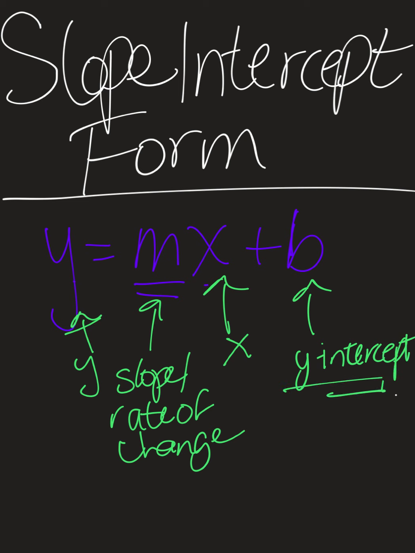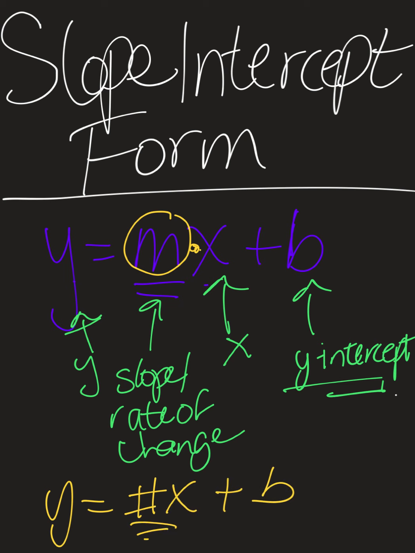We'll get further into y-intercept at another time. The really important thing to notice is that m is immediately next to x. They're being multiplied by each other. So when I'm looking for an equation, slope, whatever number is with x, that right there is my slope, or my rate of change. It's always being multiplied by x.